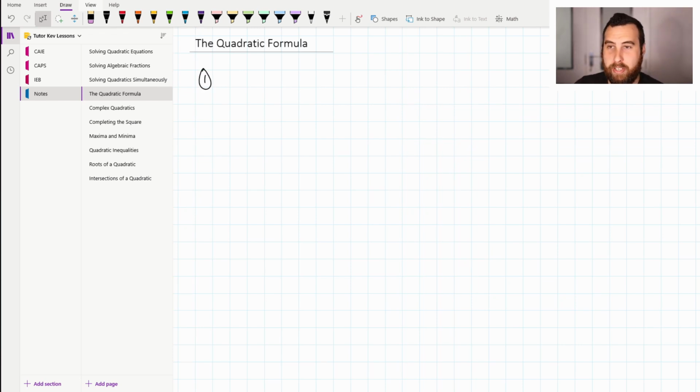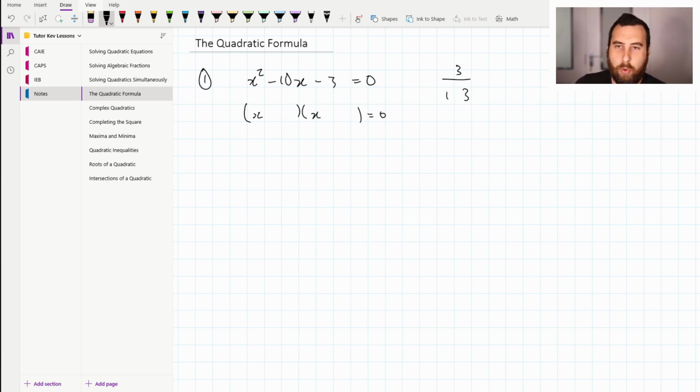The first question says x squared minus 10x minus 3 equals 0. Now we can see that it's in the correct form where the quadratic is equal to 0. So all we need to try and do is do the brackets equal to 0, and then you would continue the process. You've got an x and an x, and then we take a look at the factors of 3, and we're like, oh, hang on a second. This doesn't work because the factors of 3 are 1 and 3, and there's no way that these combined will give me minus 10. So here we've got a bit of a problem. How do we solve this?